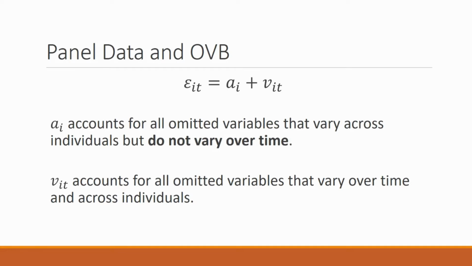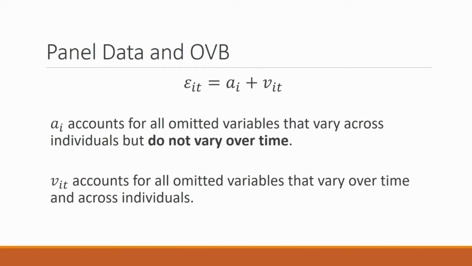And so we call that AI. So AI accounts for all omitted variables that vary across individuals but do not vary across time. That means they're different between people, but they do not vary over time.